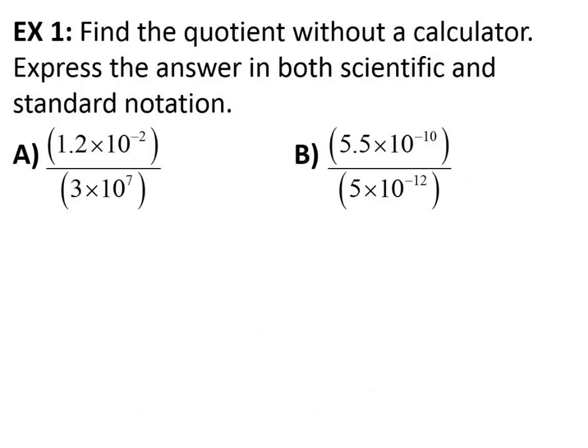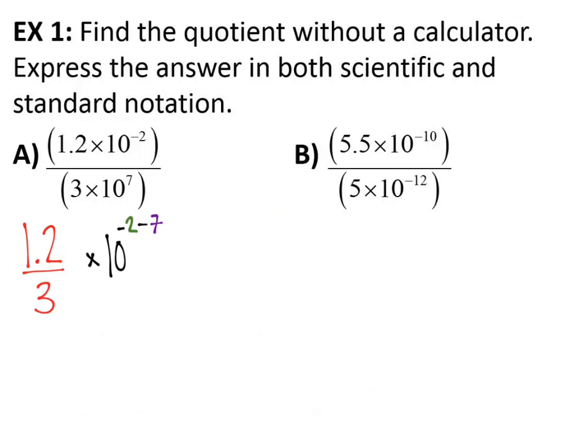So the very first step, step 1, says divide numbers in front of the times symbols. So I take the 1.2 and I divide it by 3. And we need to get used to writing it in this format, so make sure you write it like this. And then from there, step 2 says I need to take the bases that are 10, and I need to subtract their exponents. So I need 10 raised to the negative 2 minus 7.